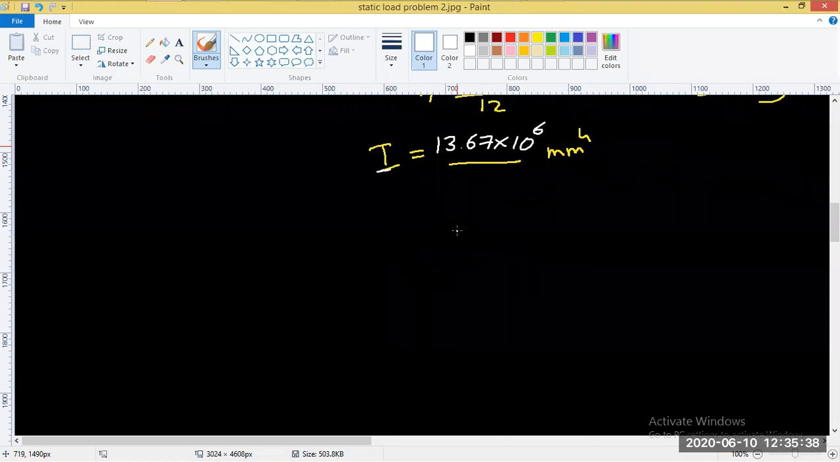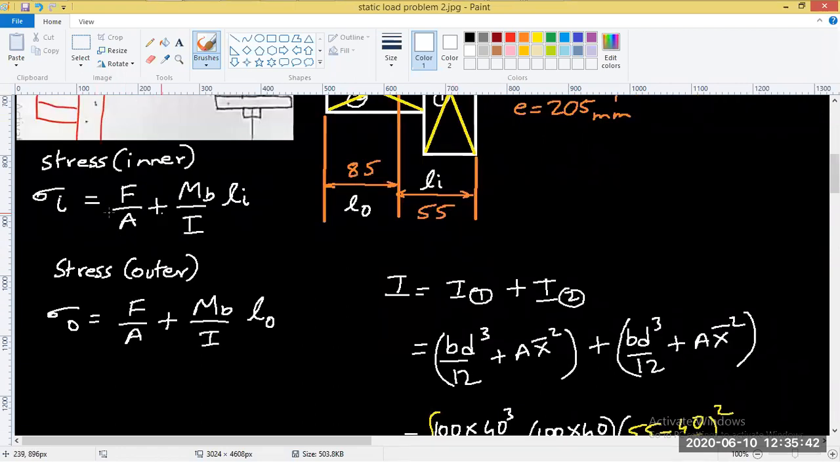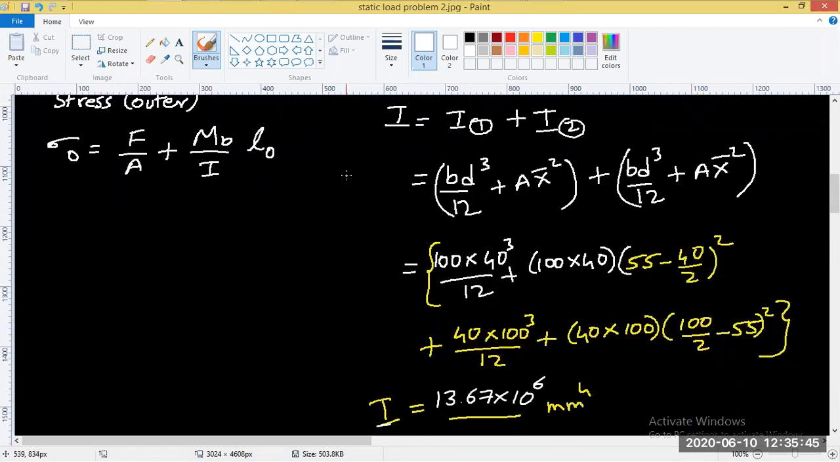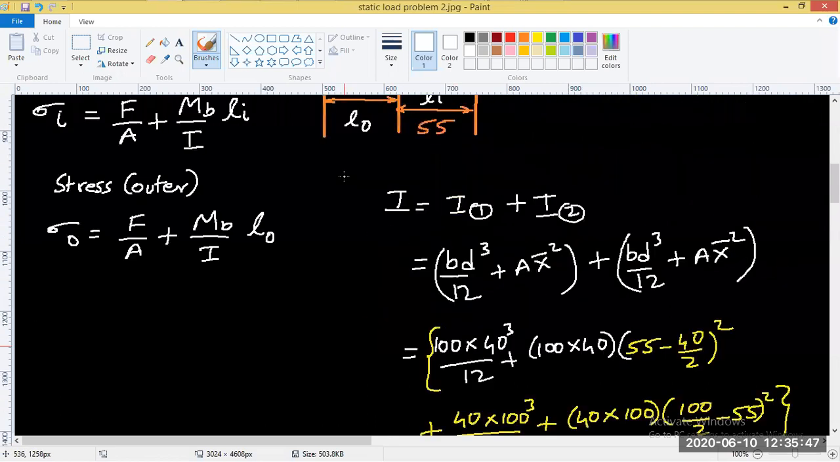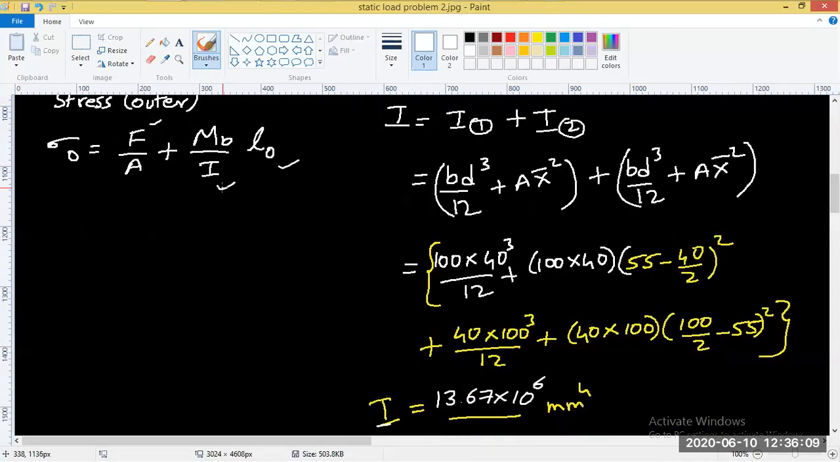Okay. Now let's find the total area. Why the total area? Because here you see A, whether it is for this or this, we just don't know. So let's find the total area before we go. So the moment of inertia I is found out. Then Lo and Li are there, that is the distance from the centroid to the outer and inner fiber. And we have the force here. We have the bending moment also, I think. No, we don't have the bending moment yet. We need to find the bending moment, and we need to find the area. So let's do that.